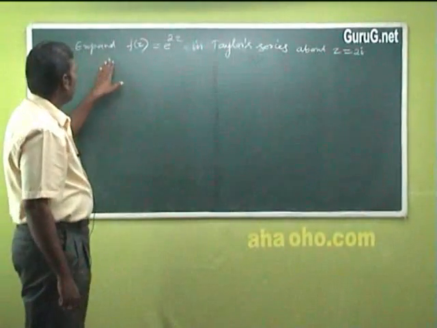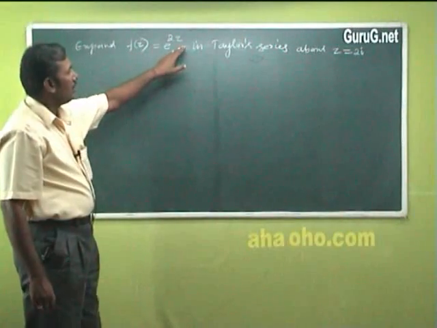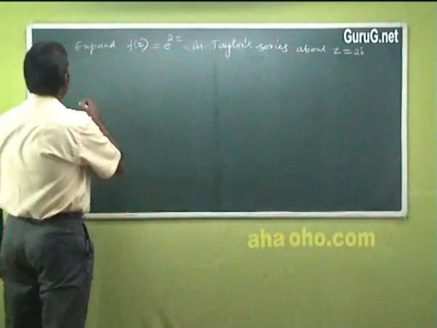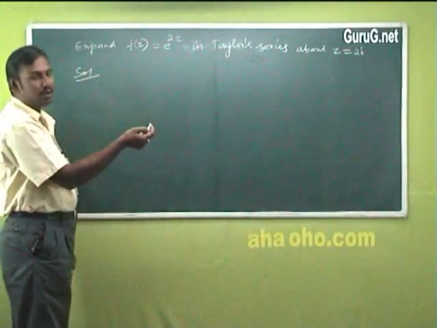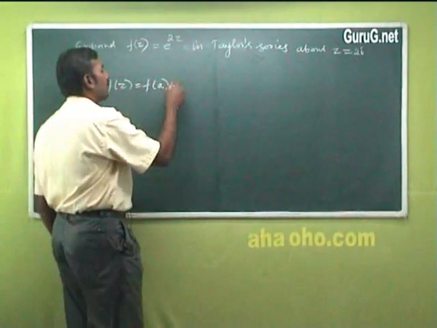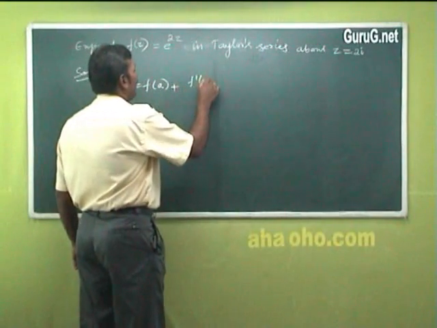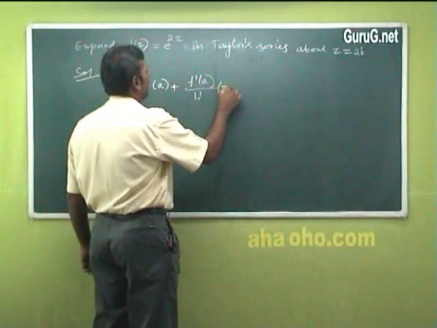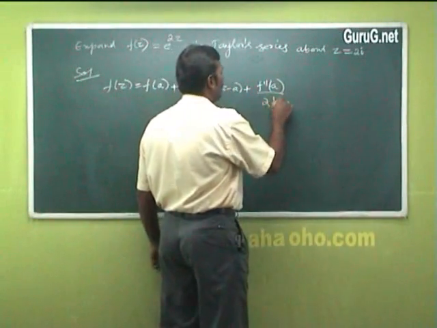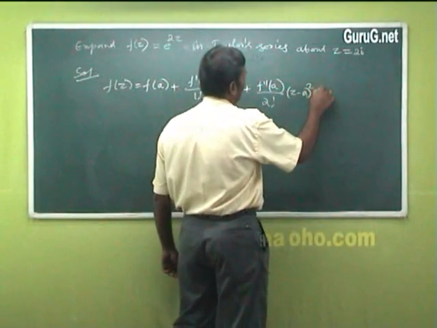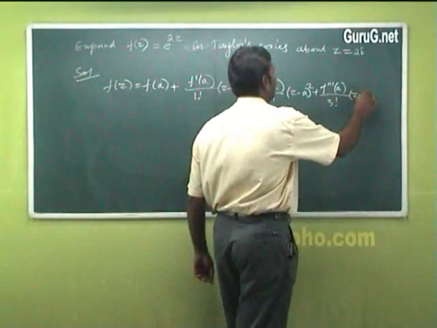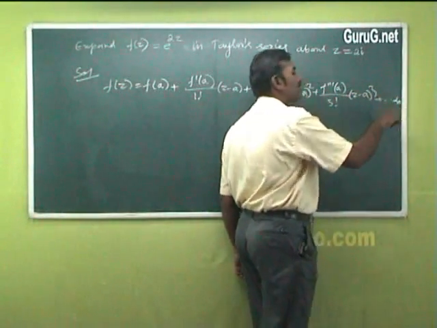So for example, expand f of z equal to e power 2z in Taylor series about z equal to 2i. What formula do we know? Taylor series about z equal to a is nothing but what? f of z equal to f of a plus f dash of a by 1 factorial into z minus a plus f double dash of a by 2 factorial into z minus a the whole square plus f triple dash of a by 3 factorial into z minus a the whole cube plus etc. to infinity. Is it right?